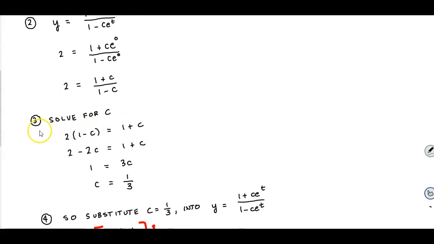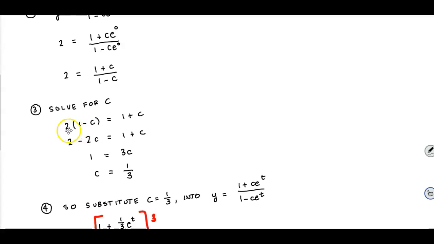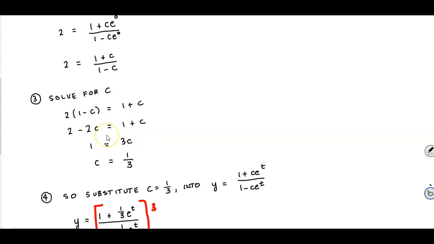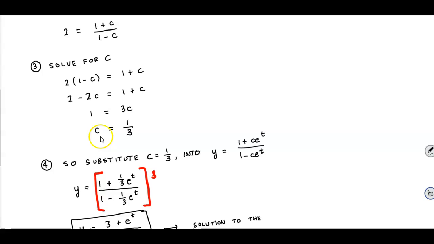Now for part 3, we want to solve for c. So we need to multiply both sides by 1 minus c. So we end up getting 2 times the quantity (1 minus c), which is equal to 1 plus c, and then solve for c. So combining like terms, solving for c, we know that c is going to equal 1/3.